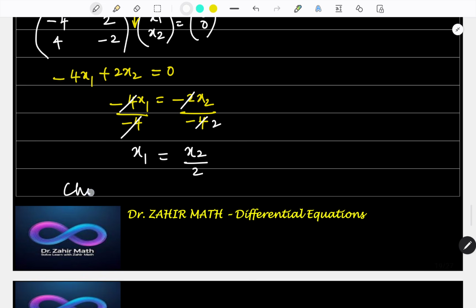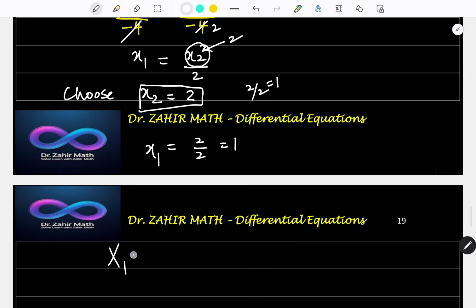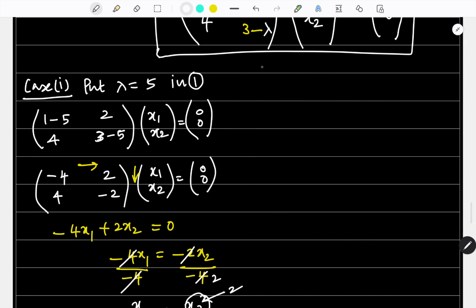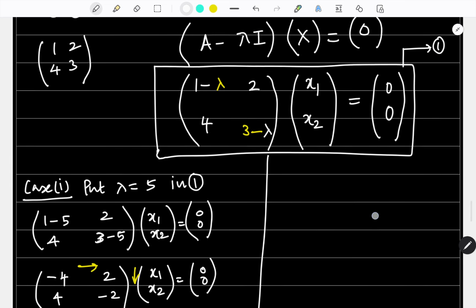So what I'm going to do, I'm going to choose x2 is equal to 2. If I choose x2 is equal to 2, what will I get? 2 by 2 is equal to 1. So choosing x2 is equal to 2, x1 equals 2 by 2, which is equal to 1. So finally, your eigenvector X1 is equal to x1 is 1 and x2 is 2. So it is 1 and 2. Okay, right. So I'll divide it by a line like this. Let me go for the next one.